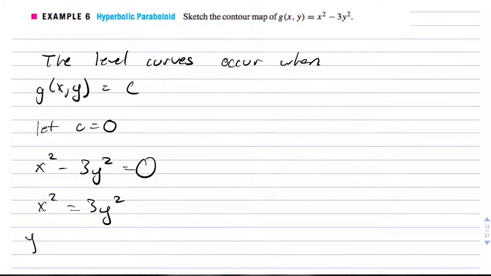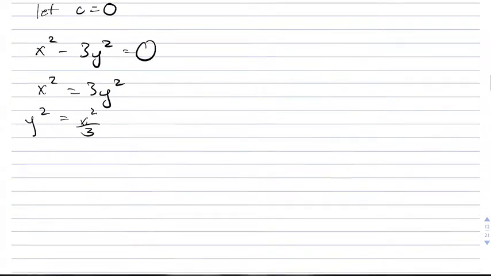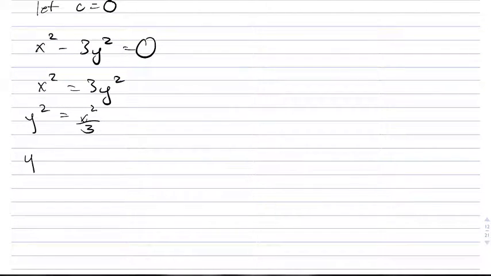So then, if we divide by 3, we'll get y squared equals x squared over 3, and then take the square root. So y would be plus or minus the square root of x squared over 3. Okay, let's just graph that just as is, and see what happens.